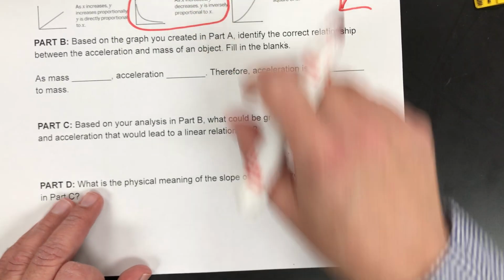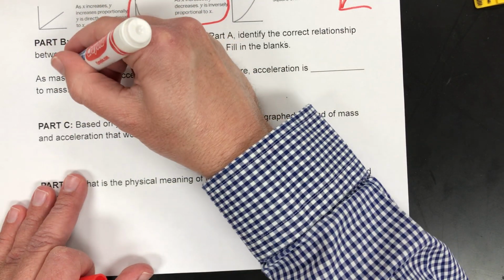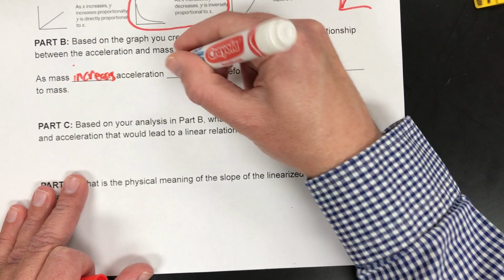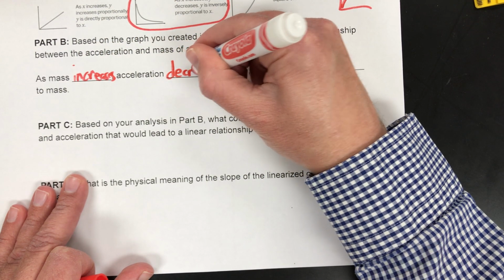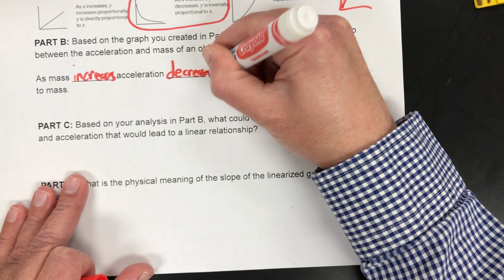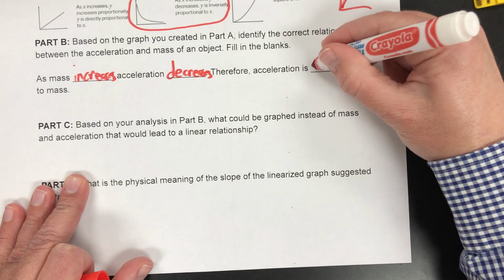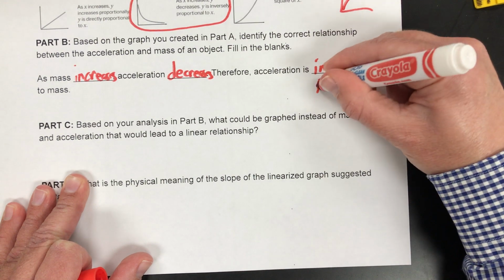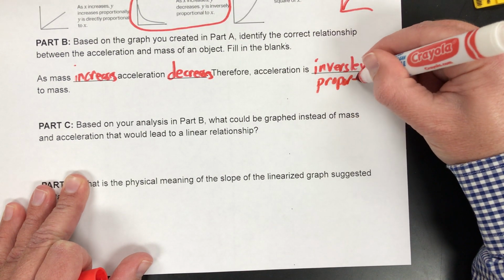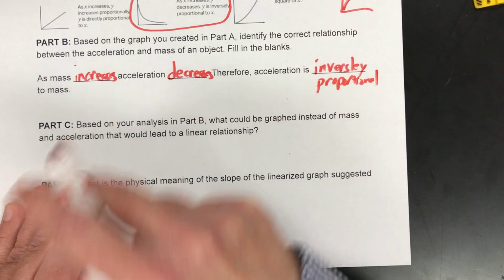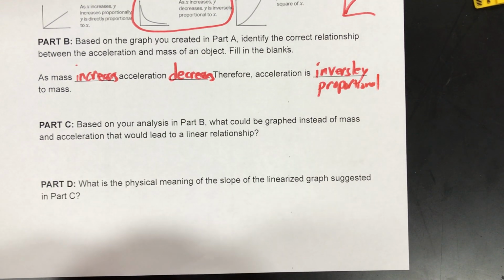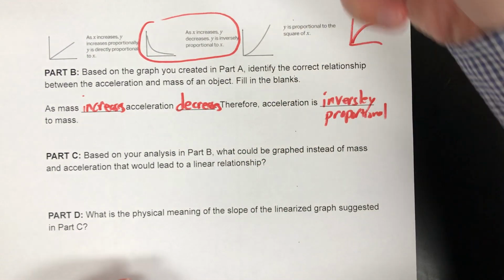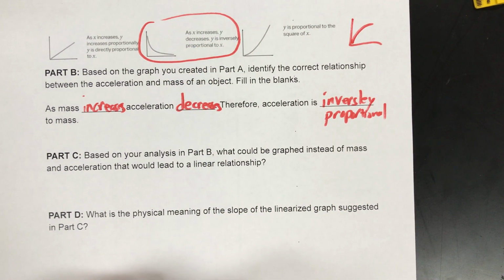So let's put that into words here, right here. It says as mass increases, then acceleration decreases. Therefore, acceleration is inversely proportional to mass. So in other words, as the mass goes up, the acceleration goes down there.